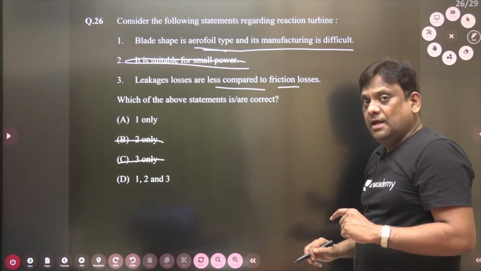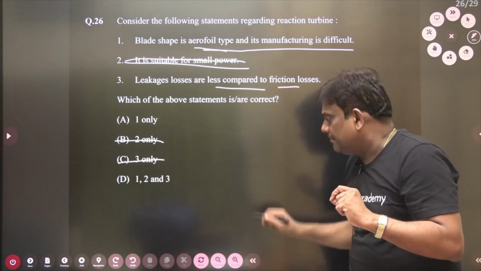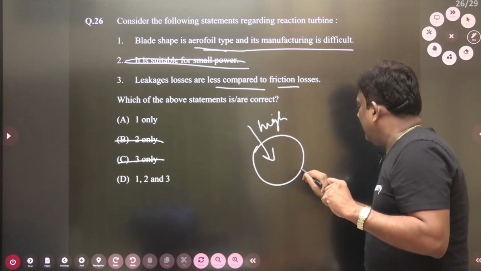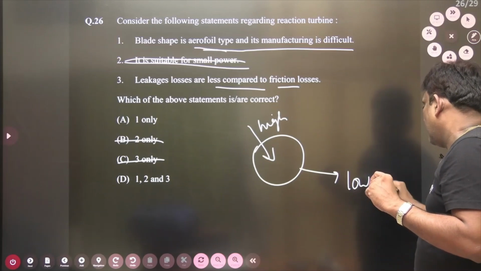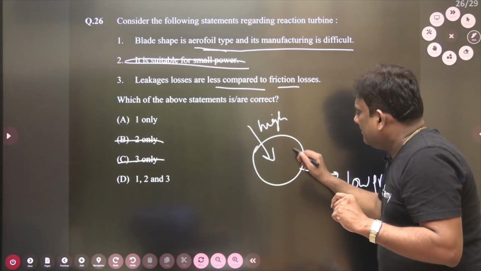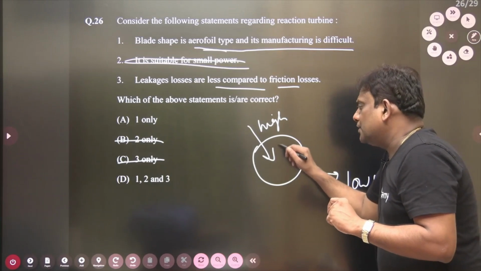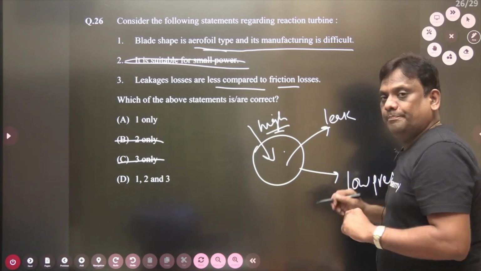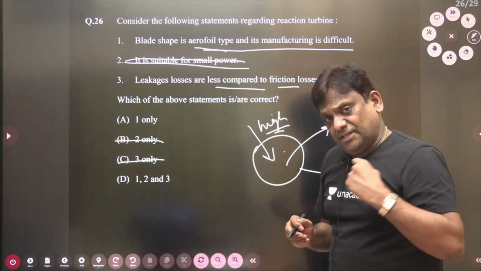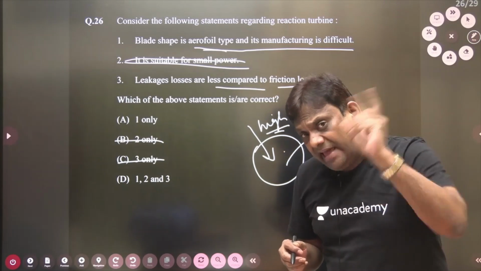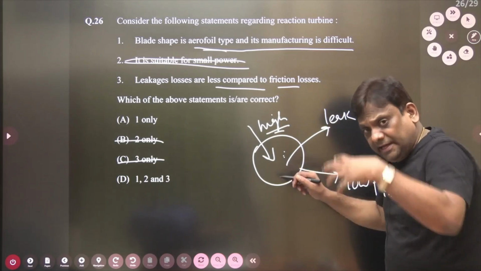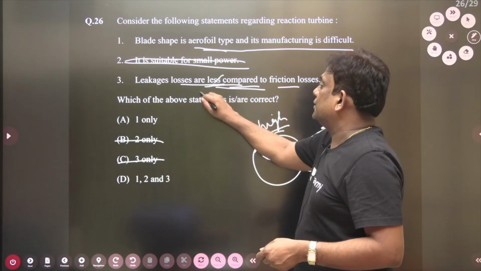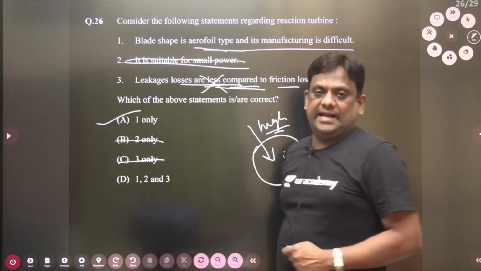Look at, my dear students. In reaction turbines, the fluid enters at very high pressure and leaves at low pressure. So if you see the time spent by the fluid in the turbine, it is definitely at high pressure. When the pressure is high, the leakage chances are more. Whereas in impulse turbines, the pressure is constant, so leakage losses are less. In reaction turbines, as it enters at high pressure, leakage losses are more. But what is it saying? Leakage losses are less, so it is wrong. Therefore, only one is correct.